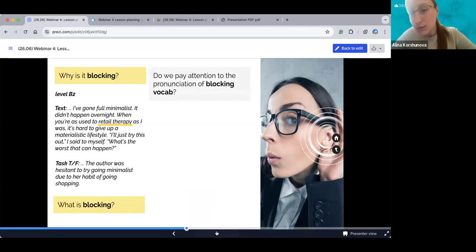Okay, so a question here. Do we pay attention to the pronunciation of blocking vocabulary? Of course, we explain the meaning. We work with the meaning. What about pronunciation of blocking vocabulary? Yes or no?